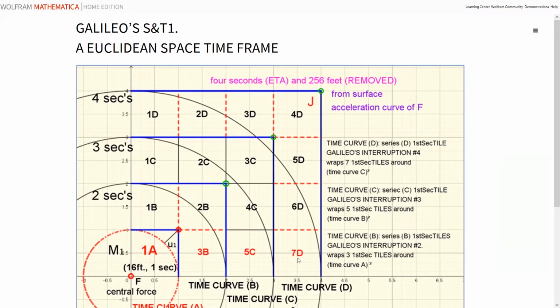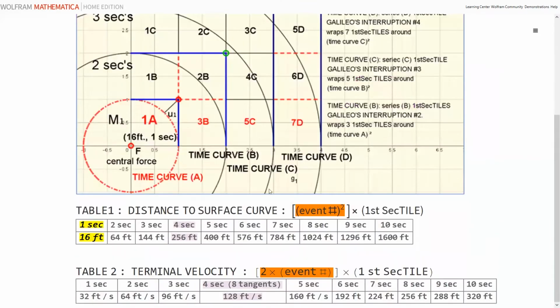Square time relative to enabling events to determine the number of first-second tiles required to fill a Euclidean space-time frame. Take time curve D, series D tiles. Wrap 7 more first-second tiles around time curve C, 3 seconds squared, giving 7 plus 9 units of time curve D, 4 seconds squared, for 16 first-second tiles in the 4-second Euclidean time frame. Using table 1, distance to surface curve, the square of second number 4 times the first second experience is 16 feet.